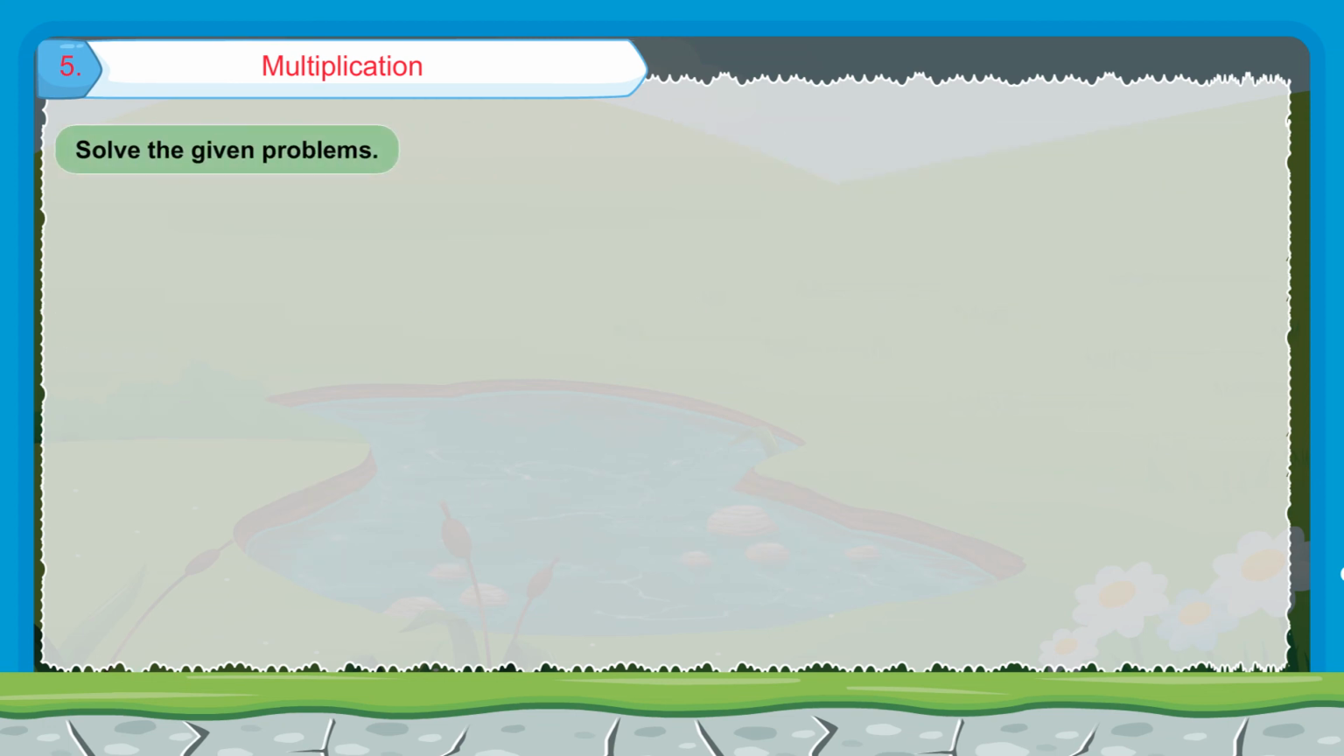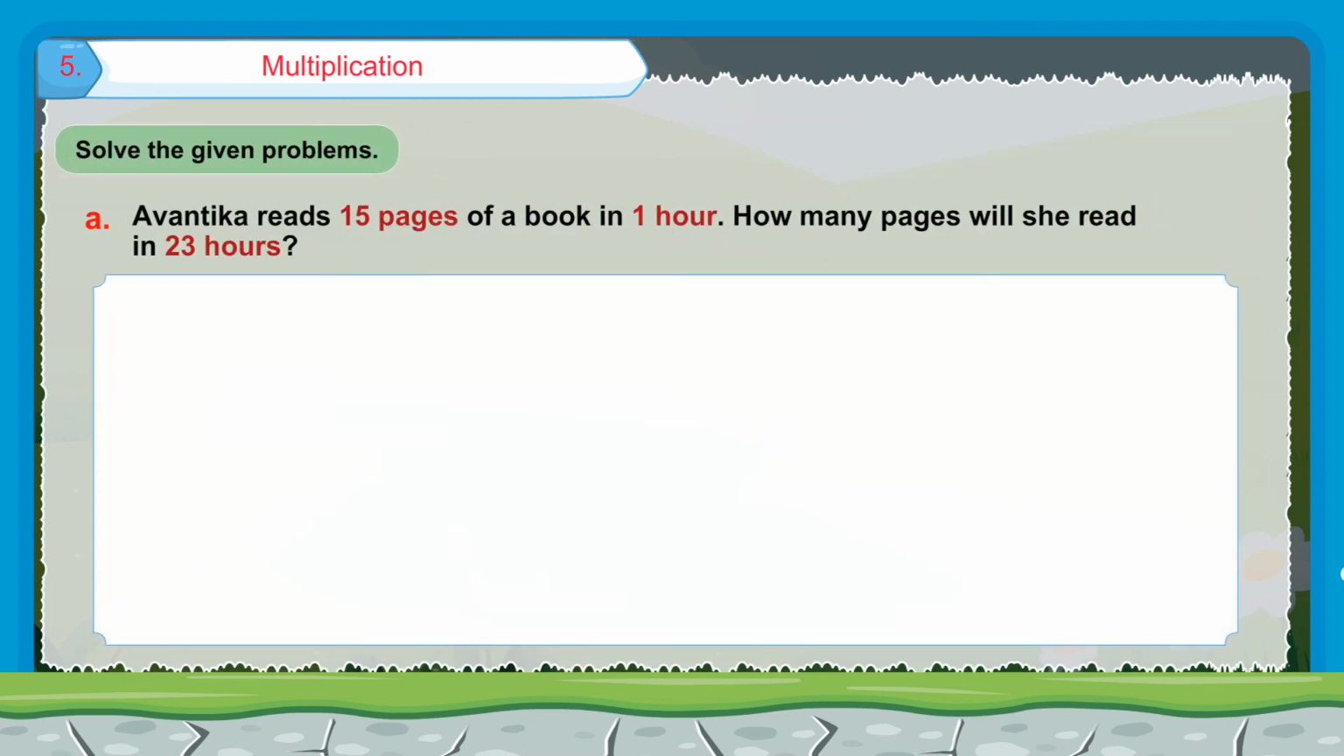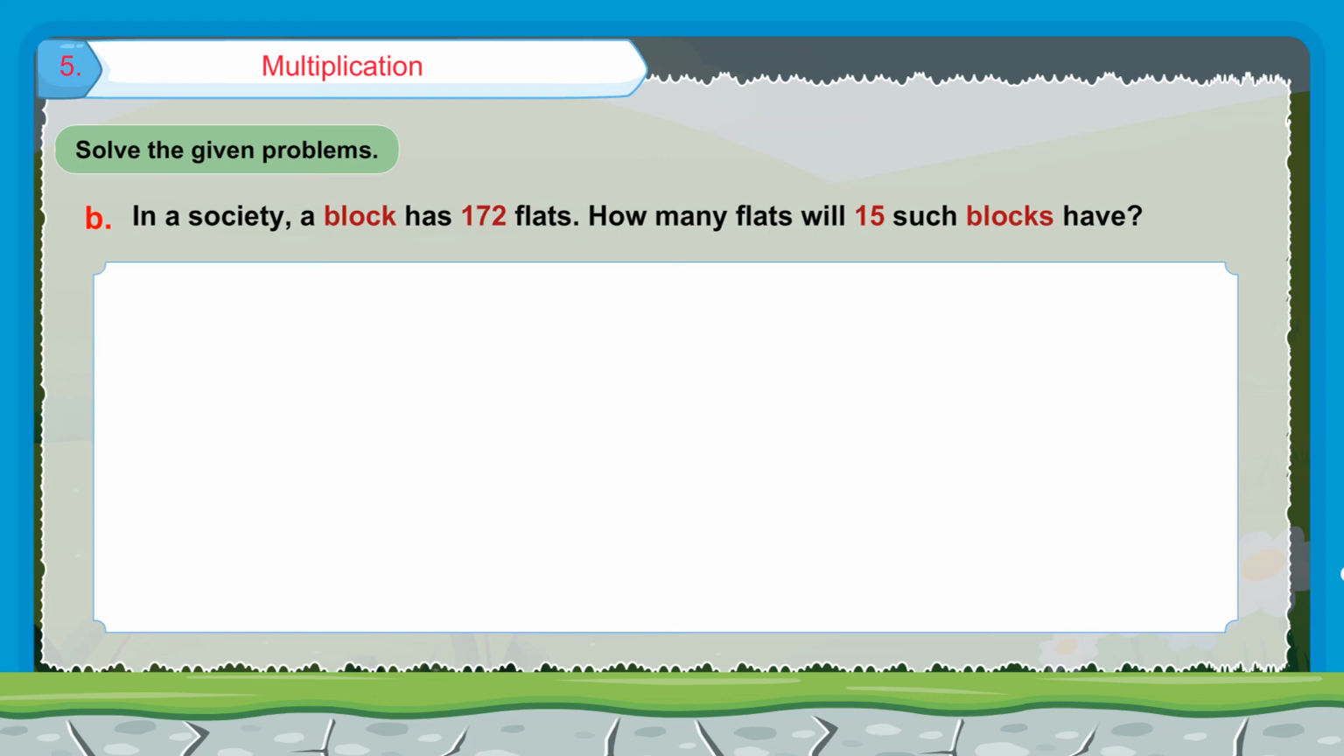Solve the given problems. A. Avantika reads 15 pages of a book in 1 hour. How many pages will she read in 23 hours? B. In a society, a block has 172 flats. How many flats will 15 such blocks have?